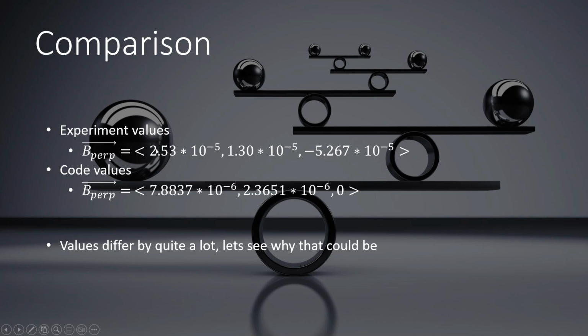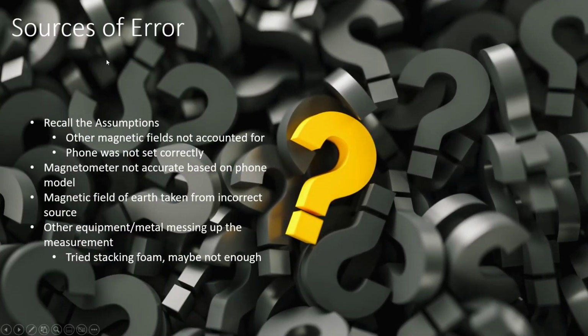Comparison. So our experiment values from the Excel sheet are right here, and our code values that we just went over are right here. And as you can see, they differ by quite a lot, and let's get into why that is. So for our sources of error, we can recall the assumptions we made, how we assumed that no other magnetic fields were accounted for and that the phone was set up correctly.